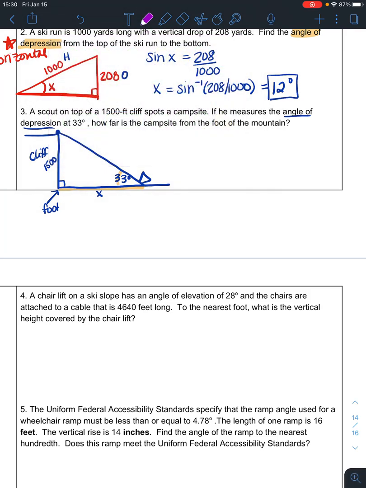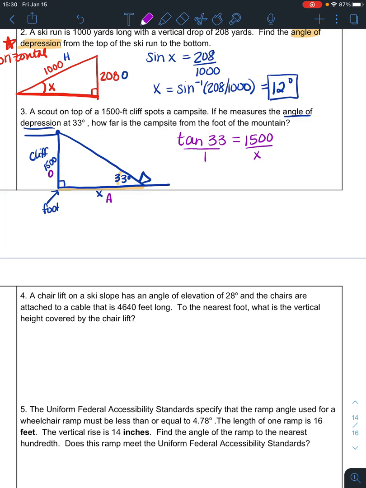So we look at what we've got. The 1,500 is the opposite side from the angle. The X is the adjacent side from the angle. TOA, T-O-A, tangent uses O and A. So you set it up. The tangent of 33 is equal to the opposite side divided by the adjacent side. This time the variable's on the bottom.